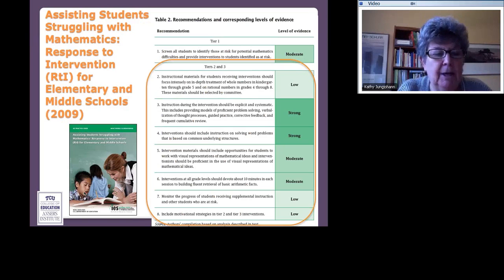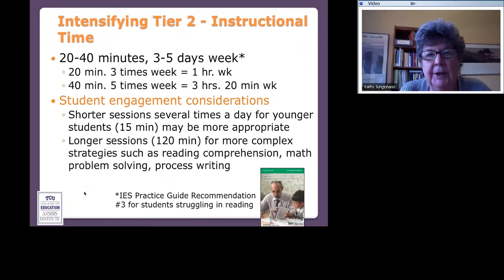So some of my comments and some of my references are going to come from this portion of the practice guide. So intensifying instruction in Tier 2, you can look at instructional time. And sometimes people say to me, well, Tier 2 instruction should be 20 minutes 3 days a week, or it should be 40 minutes 5 days a week. And they sort of have in their mind that this is a set amount of instruction that we have to have. But one of the things I want you to be aware of is that recommendation comes from this practice guide, and it relates to students struggling in reading, and it relates to primary students.